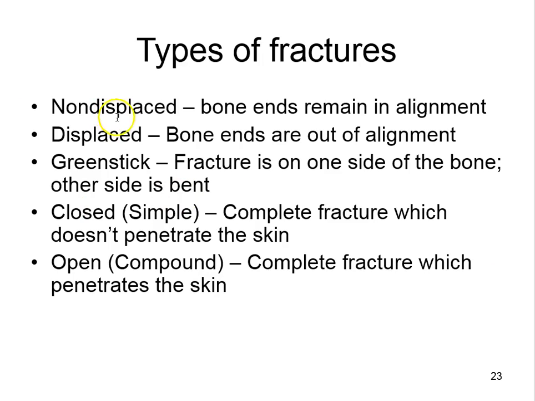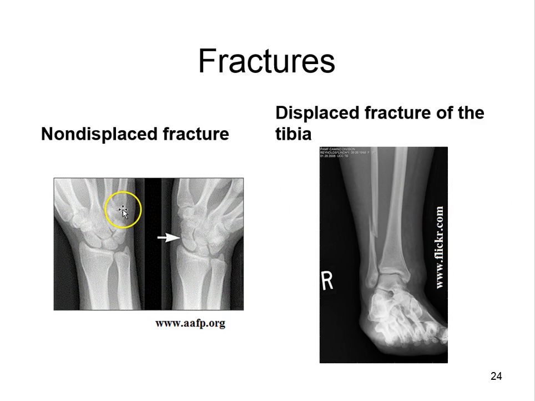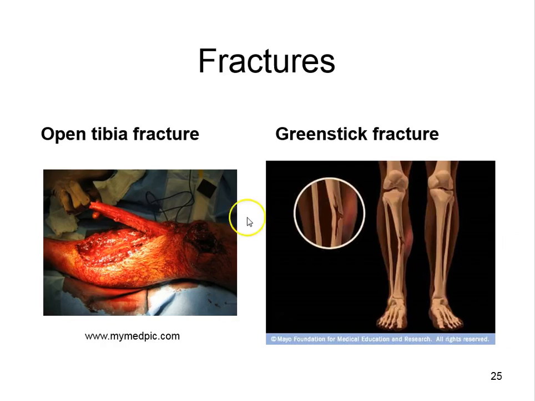I'm going to show you pictures and I'll tell you what they are. This is a non-displaced fracture. The bone ends remain in alignment. Now, in a displaced fracture, and this particular one is of the tibia, the bone ends are out of alignment. The open tibia fracture is a complete fracture which penetrates the skin. So you can see how that bone is coming out. There's the greenstick right there. The greenstick fracture is a fracture on one side of the bone, and the other side is bent.